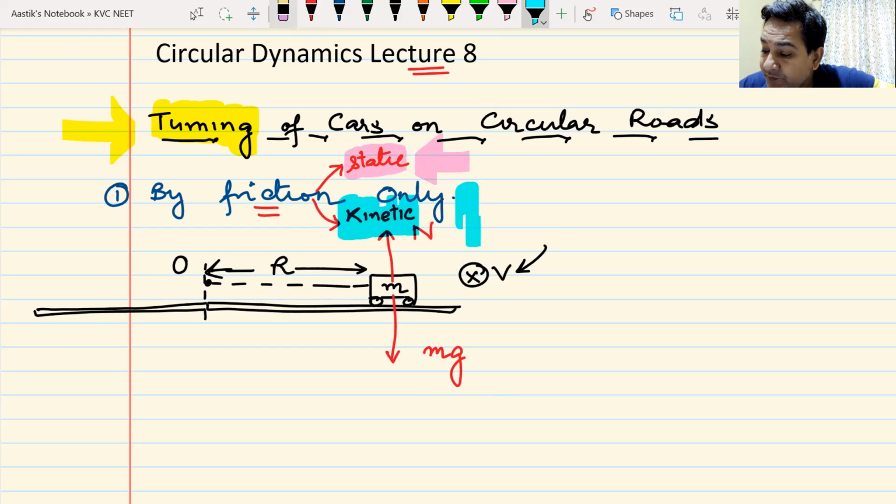Because, beta, kinetic friction comes when this starts to slip. And I don't want it to slip. Because if the car slips, accidents are going to happen. Your brake cannot stop a car from slipping. Your brake can only stop the rotation of the car. It cannot stop the sliding of the car. I hope you understand it.